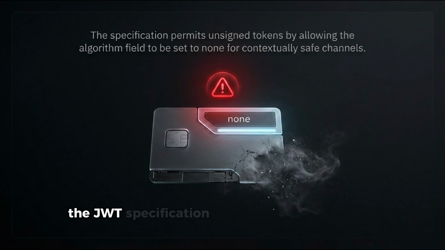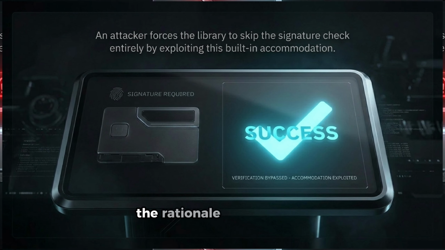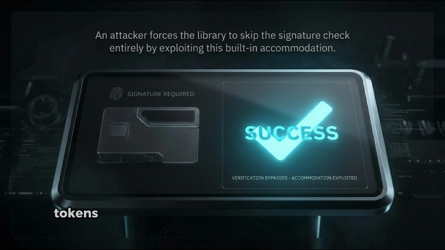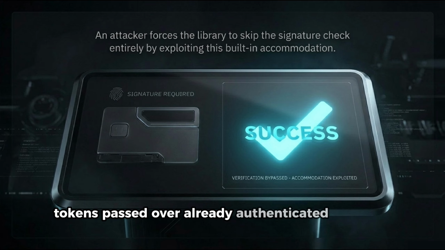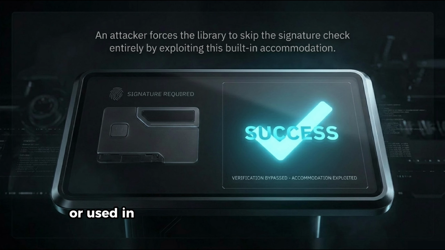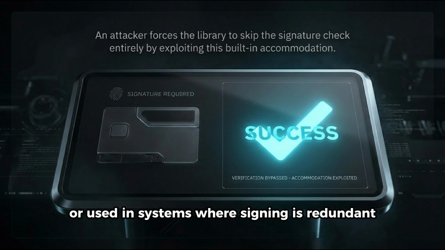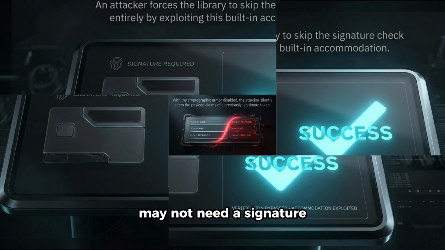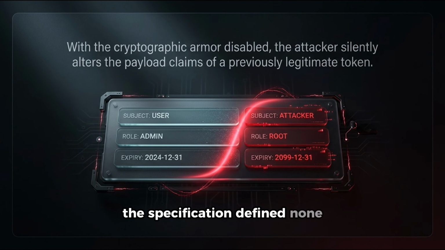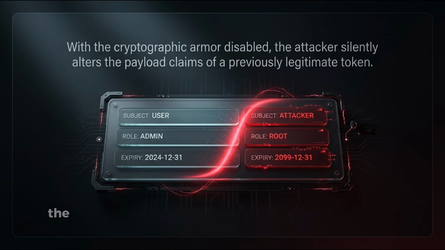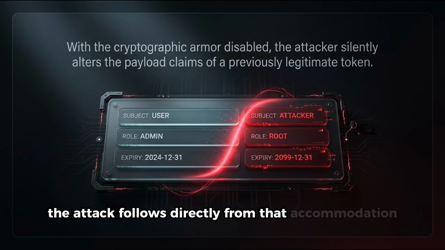The JWT specification permits unsigned tokens where no signature is applied, by allowing the algorithm field to be set to the string none. The rationale is contextual. Tokens passed over already authenticated channels or used in systems where signing is redundant may not need a signature. The specification defined none as a valid algorithm value to accommodate those cases. The attack follows directly from that accommodation.